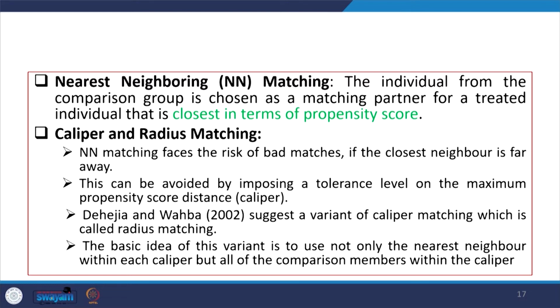Another is called caliper and radius matching. NN matching faces the risk of bad matches. If the closest neighbor is far away, if there is no close value or close neighbor for the matching, then basically it is going to give you bad results or bad matching. In that case, caliper and radius matching is more applied. This can be avoided by imposing a tolerance level on the maximum propensity score distance. When there is a distance to the closest neighbor, in that case you can take a tolerance level that will be helpful for matching. That was suggested by caliper.